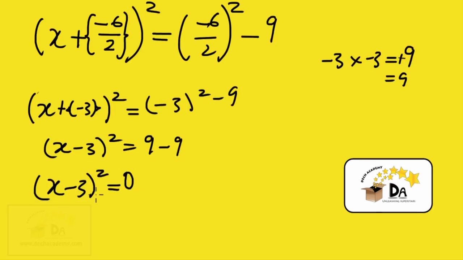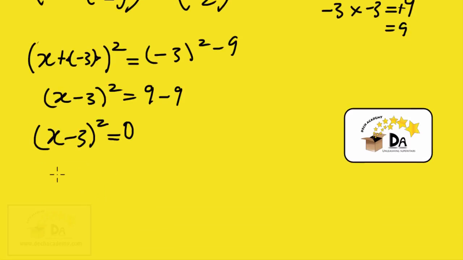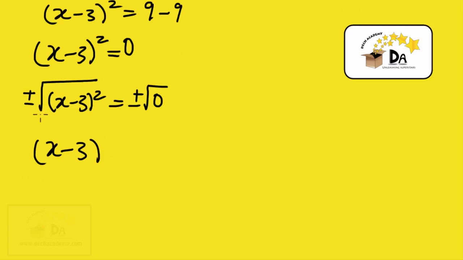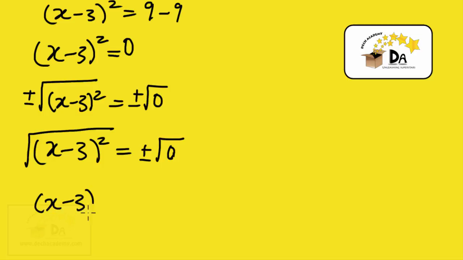Now, to make x the subject of this equation, take the square root of both sides. This gives plus or minus the square root of x minus 3 squared, equals plus or minus the square root of 0. According to convention, we drop the plus or minus sign before the square root that includes the x, which gives the simplified expression. So taking the square root of the left hand side gives x minus 3, because the square root of any term squared is the term. And we still have plus or minus. The square root of 0 is 0.